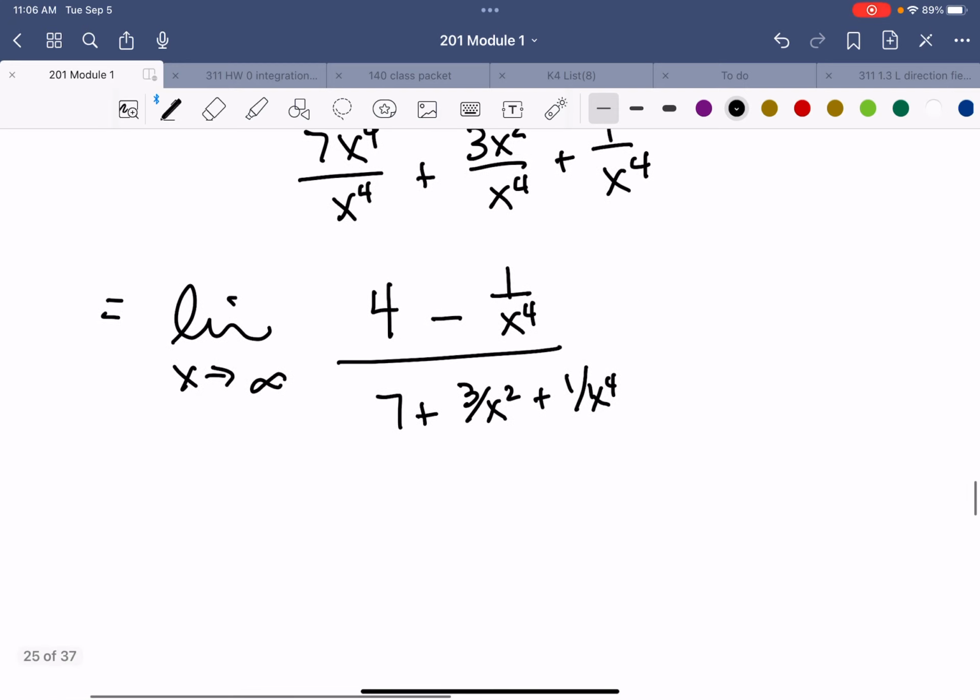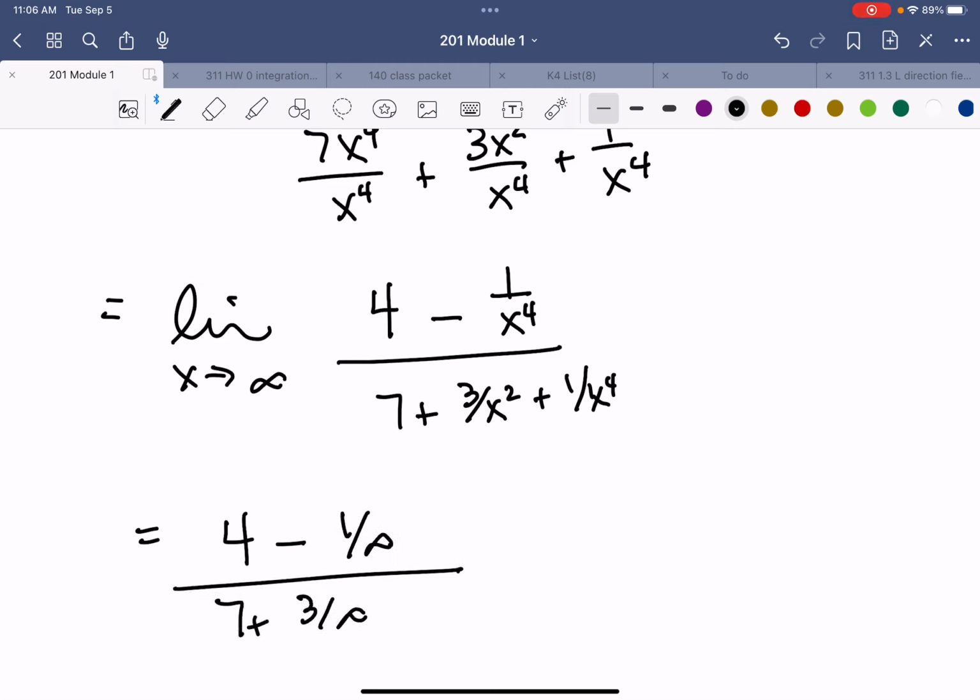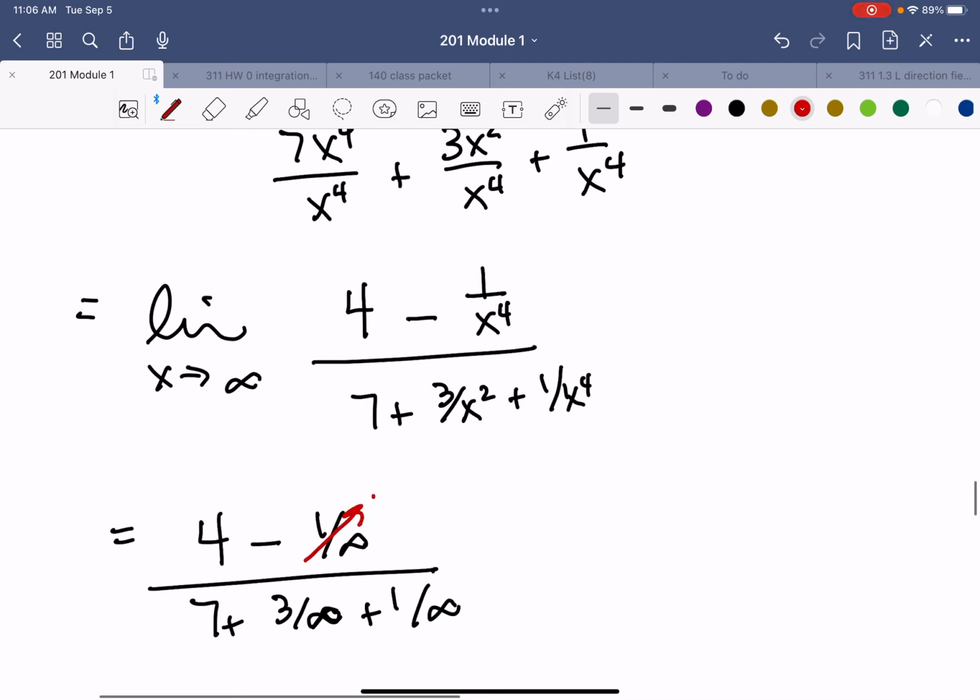Again, those last two terms do not cancel top and bottom. They're being tied together with addition and subtraction. So that means we can go ahead and plug in our infinity. So that gives me 4 minus 1 over infinity, over 7 plus 3 over infinity plus 1 over infinity. All of these numbers divided by infinity are 0. And I end up with 4 over 7.